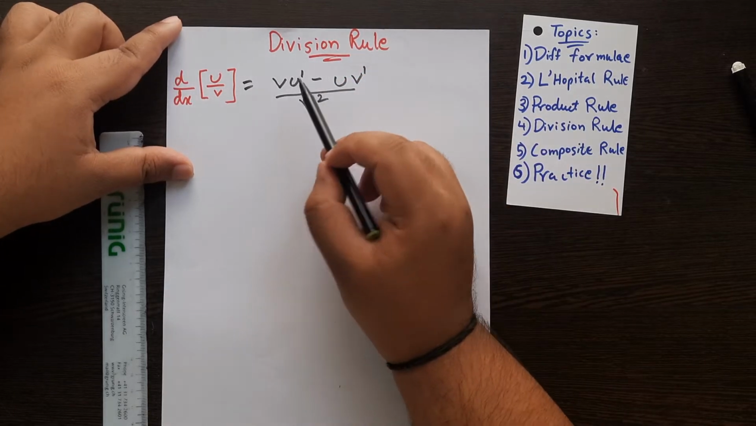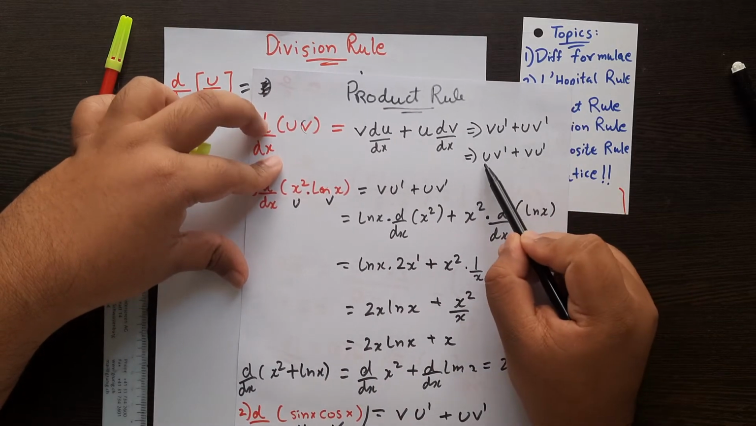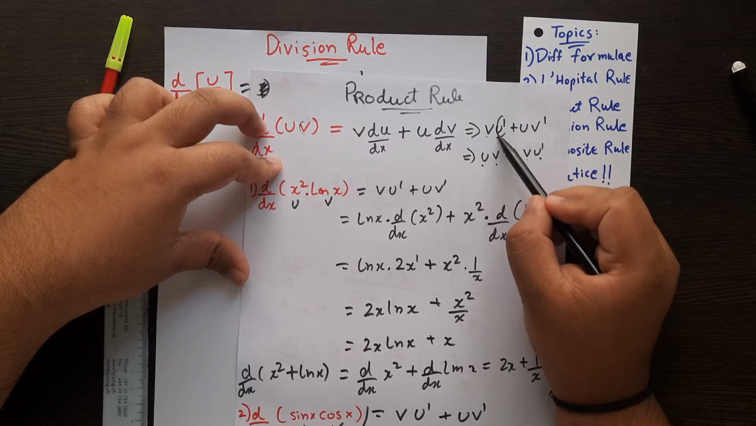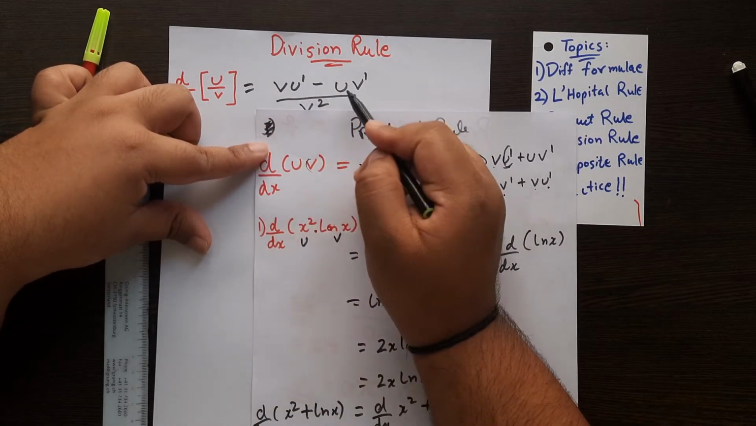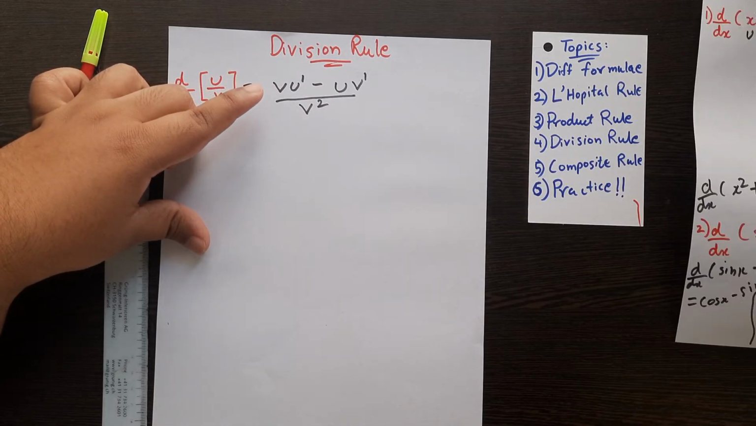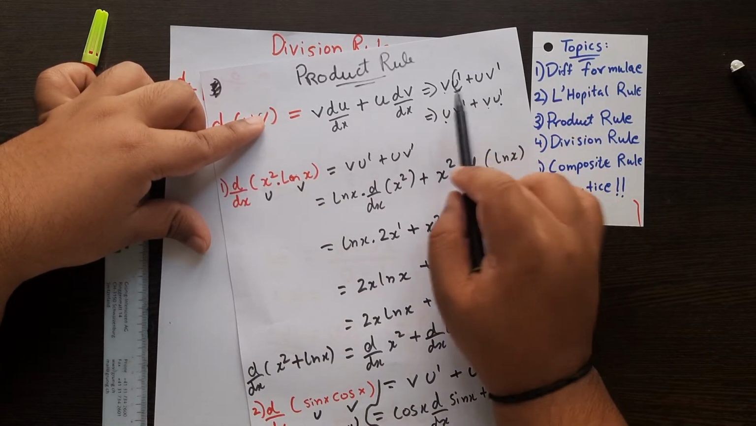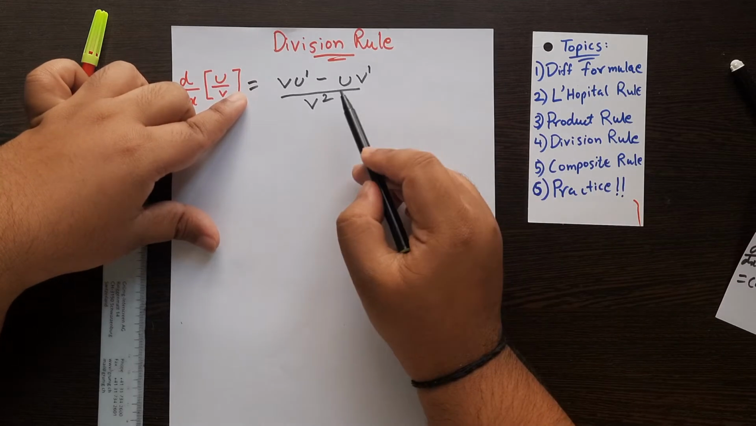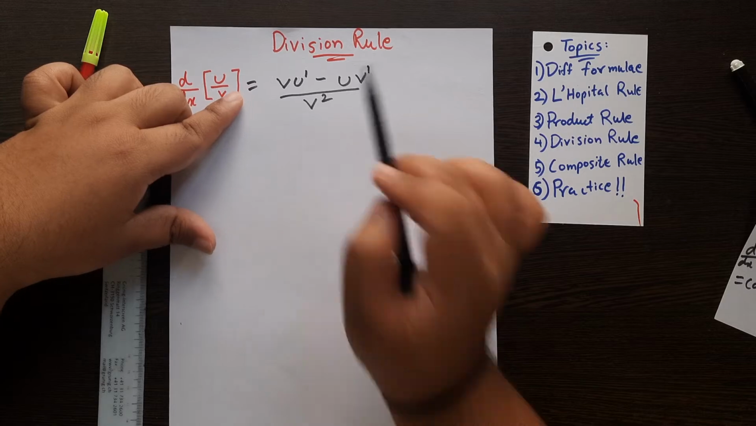Alright, this is why I told you to remember the product rule as such. vu dash plus uv dash. Some people give it as uv dash plus vu dash, but if you remember it as u being differentiated first, we can use the same thing for division. First u will get differentiated and then v will get differentiated. If you keep this simple trick, it will be easier to remember. In addition, it doesn't matter which way you write it. But since this is a minus term, you have to make this order correct. So it's v u dash minus u v dash by v square.